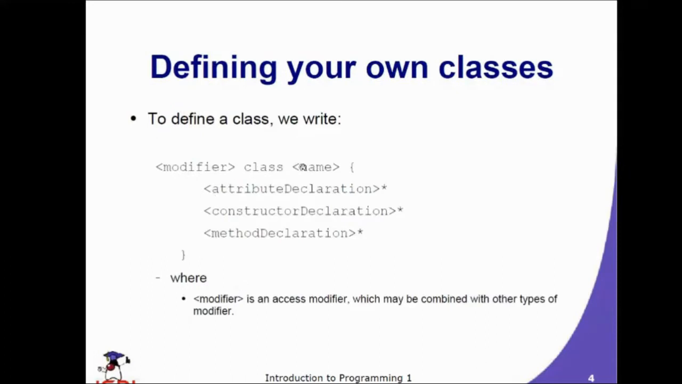How do we define our own classes? We write modifier, which is the access modifier, which may be combined with other types of modifier. And we have also the class keyword plus the name of the class. So under this class declaration, we have parts to be declared. Number one is the attribute declaration. Number two is the constructor declaration. And number three is the method declaration.